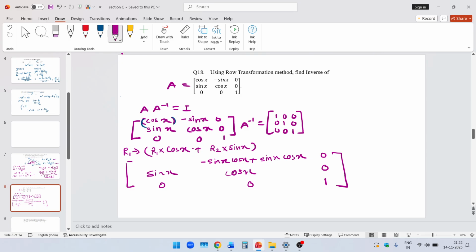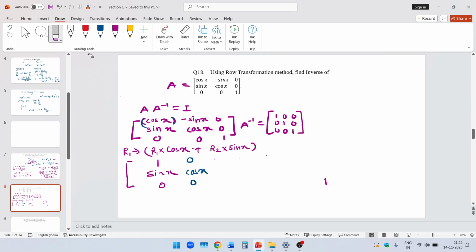So let me write here 1 directly. Next, this will become 0 because they will cancel out each other. Let me write it closer. Below this is cos x, below this is 0. And this third column will be 0 0 1, times A inverse is equal to, on the other side, what I get is 1 multiplying the first row by cos x will give me cos x.